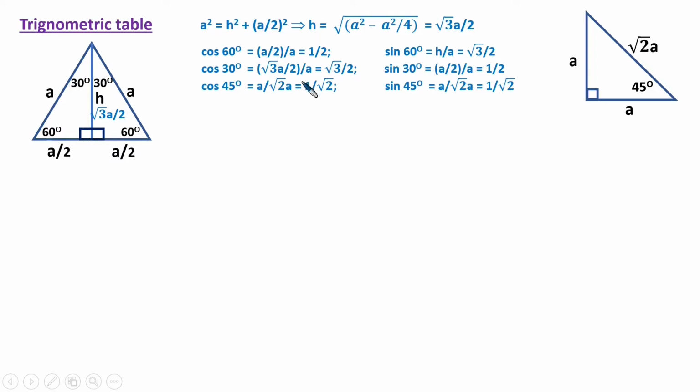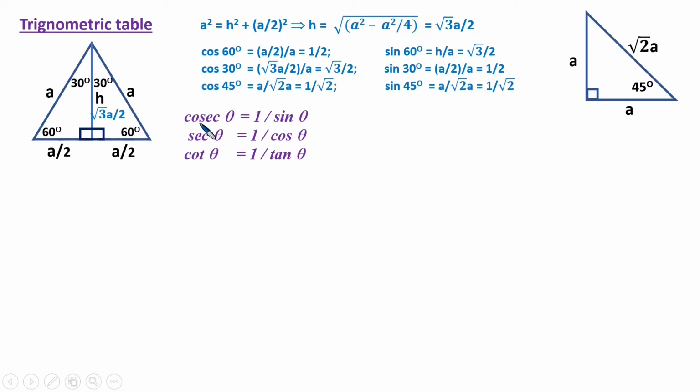And again sine 30, I use this one here, opposite by hypotenuse. Opposite is a by 2 by hypotenuse a, I get half. And similarly sine 45, opposite a by root of 2 into a. So a will get cancelled, I will get 1 by root 2. So these are the trigonometric table which we can write. We will show it below.